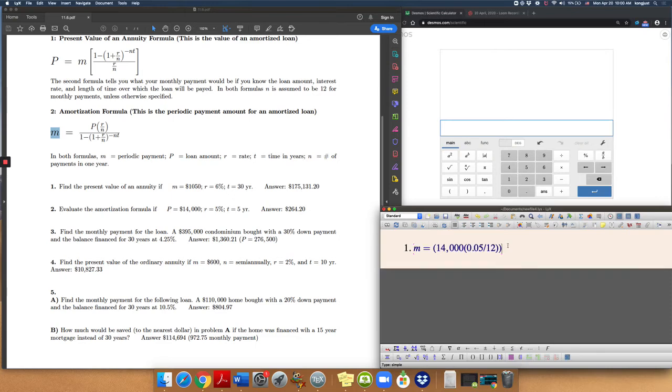I'm going to hit divide, and then denominator in a new set of parentheses. So parentheses 1 minus, and then the next parentheses 1 plus 0.05 divided by 12. Close that one. Exponent to the negative 12 times t was how many years? 5 years. Okay, so this sounds like a car loan, 5 years, or maybe three years is typical, 3 to 5 years for a car loan, something like that.